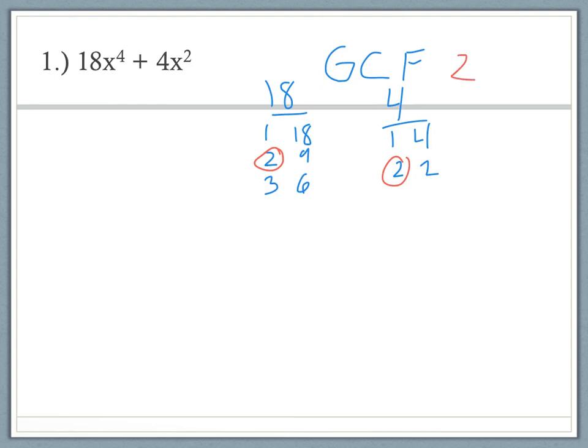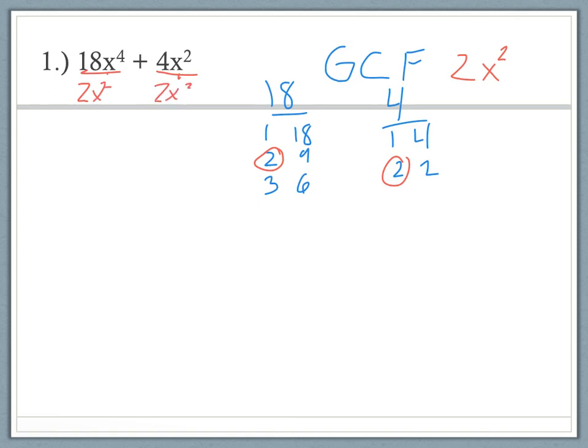Now let's go ahead and look at our variables. So if I look, I have x to the 4th and x squared. So we always take the lowest exponent they have in common. So for this case, it's going to be x squared, because they both have at least 2 in common. Right? So that GCF, we're going to factor it out. Okay, so we're going to factor that out of both of these terms. So I'm going to go ahead and write 2x squared right below it.